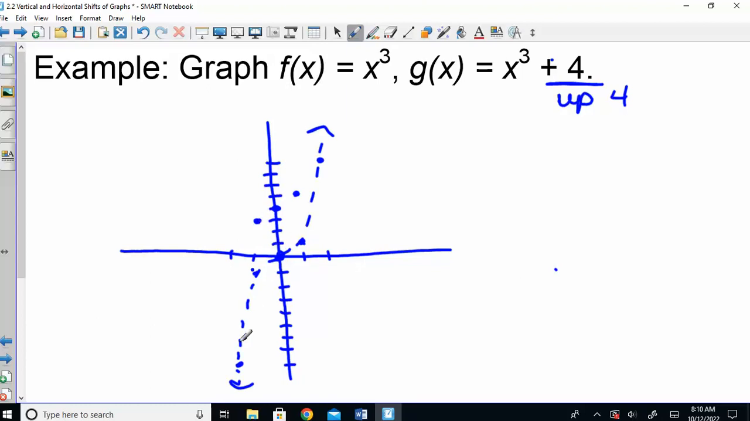The shape of the graph doesn't change. Just where it goes. Is that one okay?